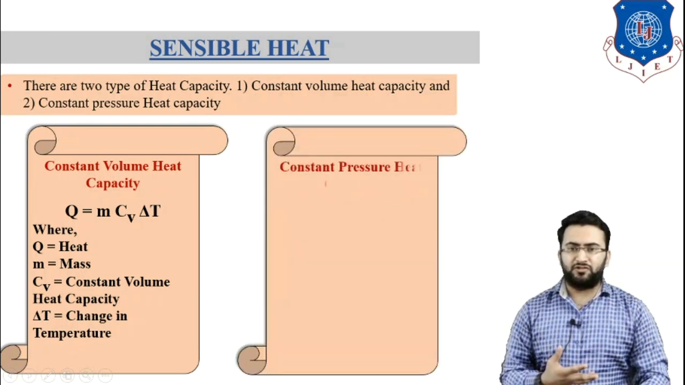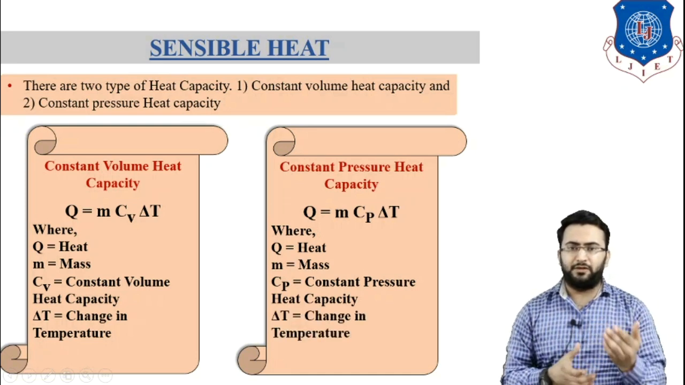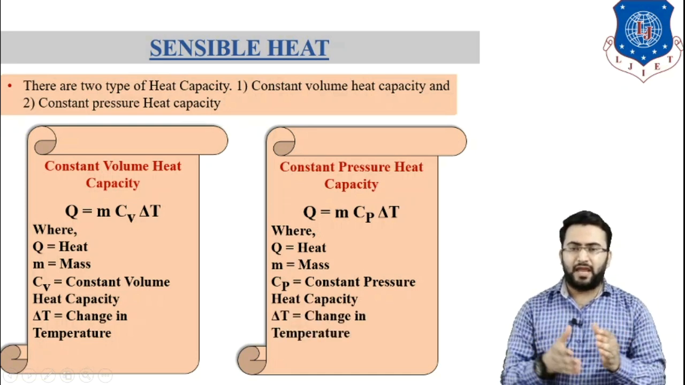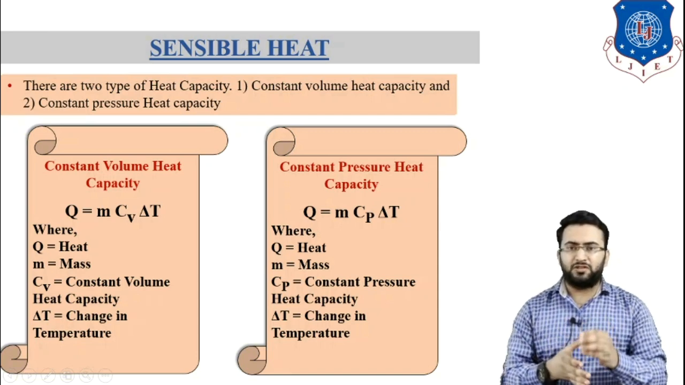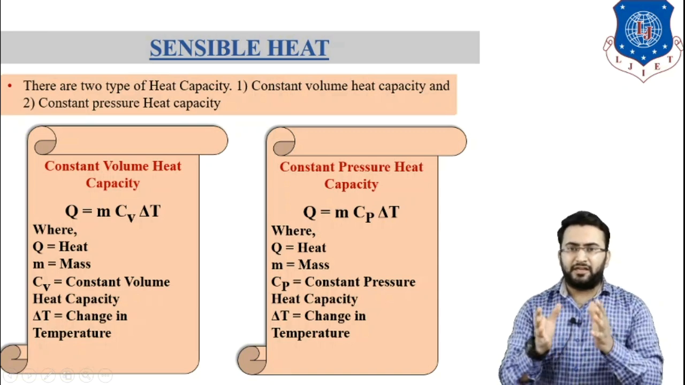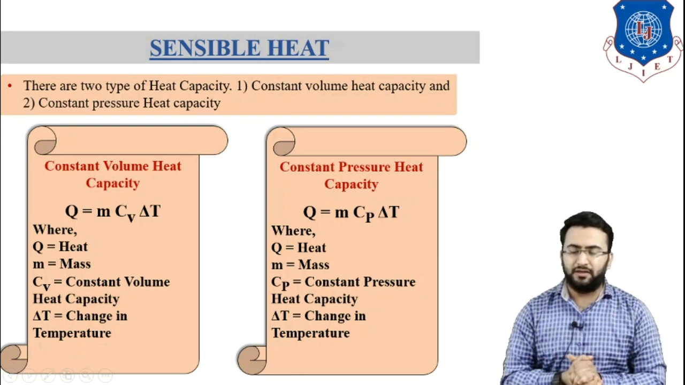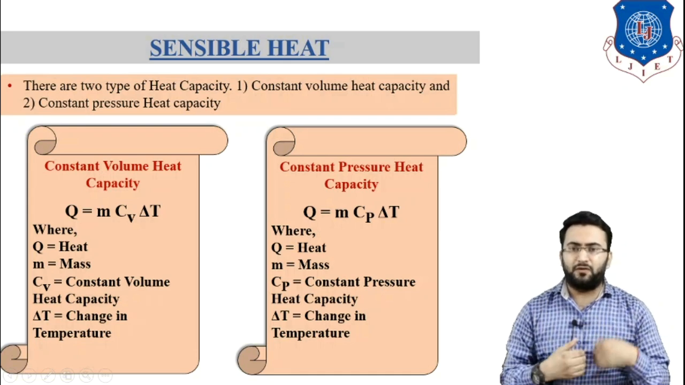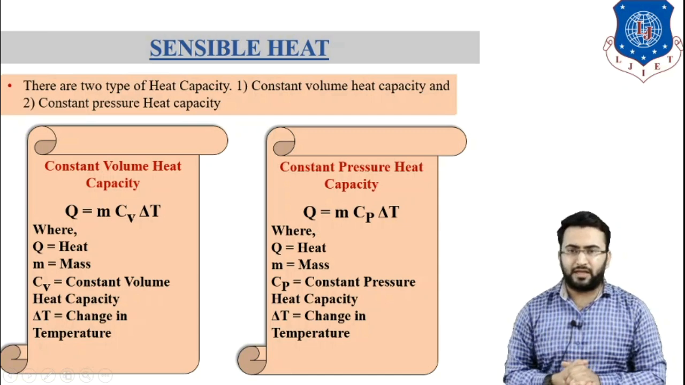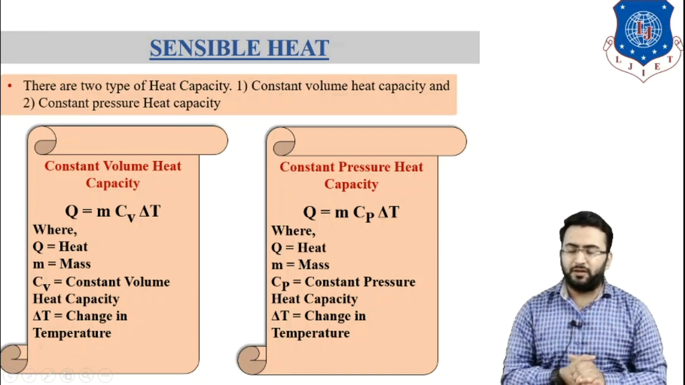Now let's talk about constant pressure heat capacity, which can be given by Q equals M times Cp times delta T, where Q is the heat, M is the mass, Cp is the constant pressure heat capacity, and delta T is the change in temperature. If we apply heat to a constant pressure process and measure the heat capacity for a particular system, that heat capacity is known as constant pressure heat capacity, denoted by Cp. Constant pressure heat capacity is always greater than constant volume heat capacity. So this is all about constant volume and constant pressure heat capacity.